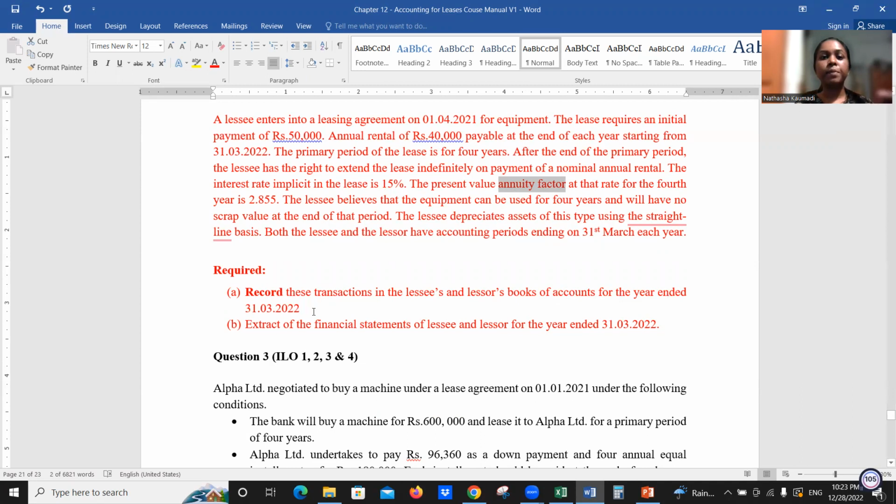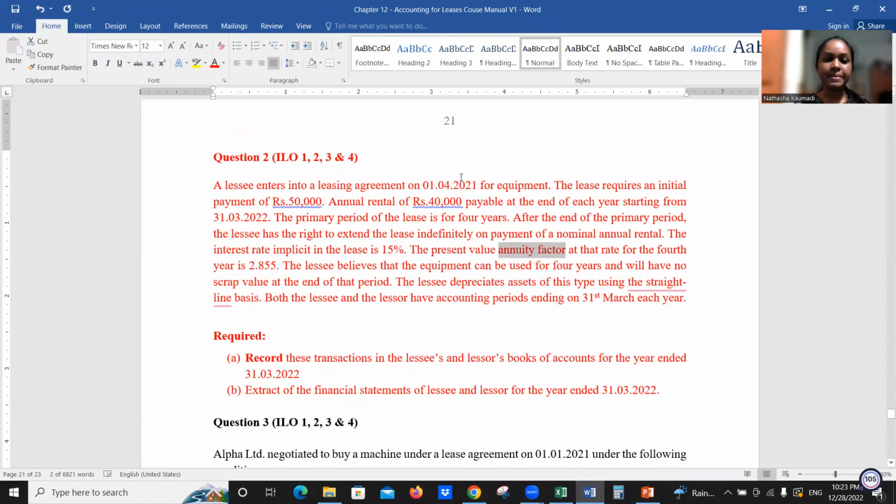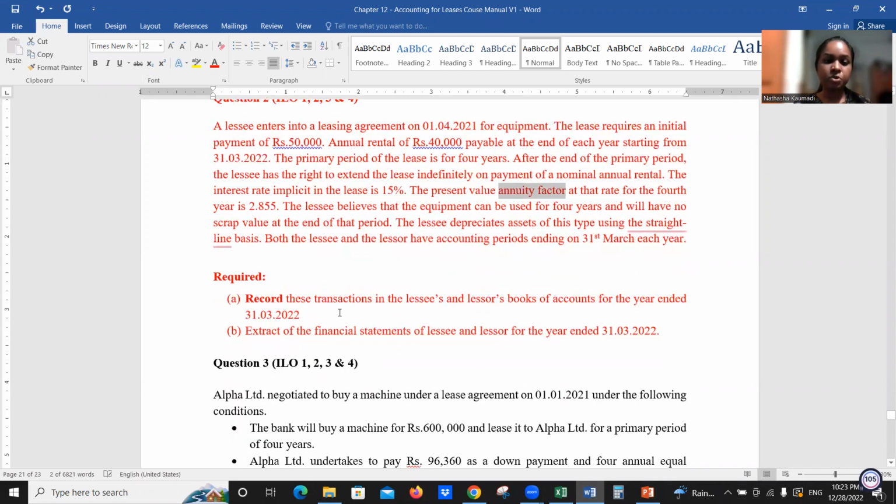This date is very important. Why? We need to check the date up to which these records have to be kept. Now this lease agreement entering date, in other words the commencement date of this lease, is 1st April 2021. They are asking us to record these transactions after 1 year, so we have to cover the first year.